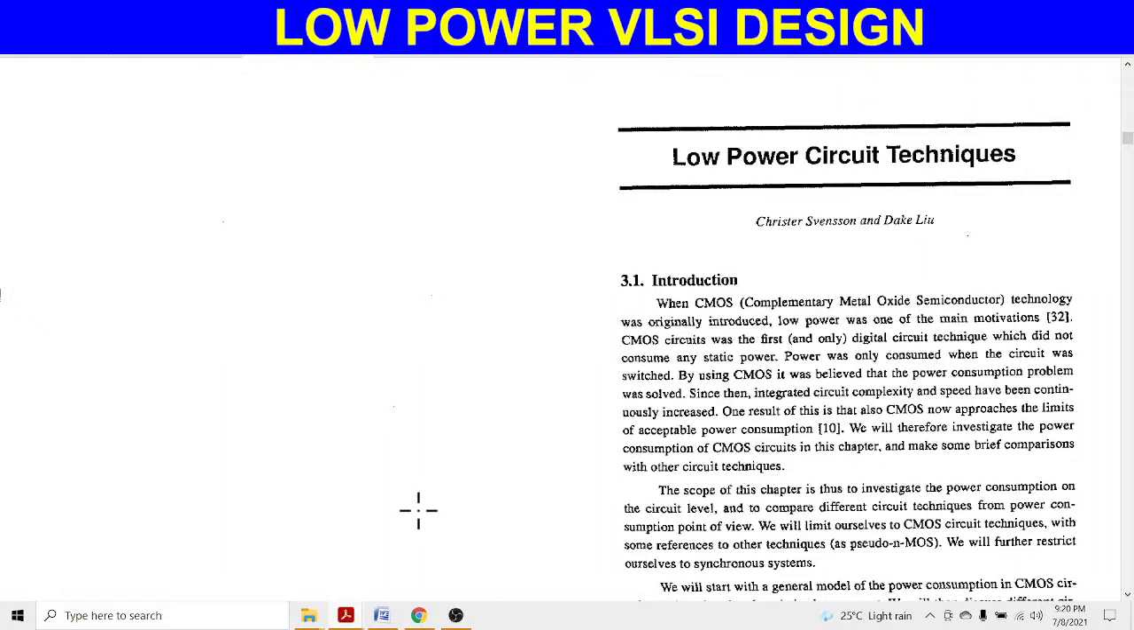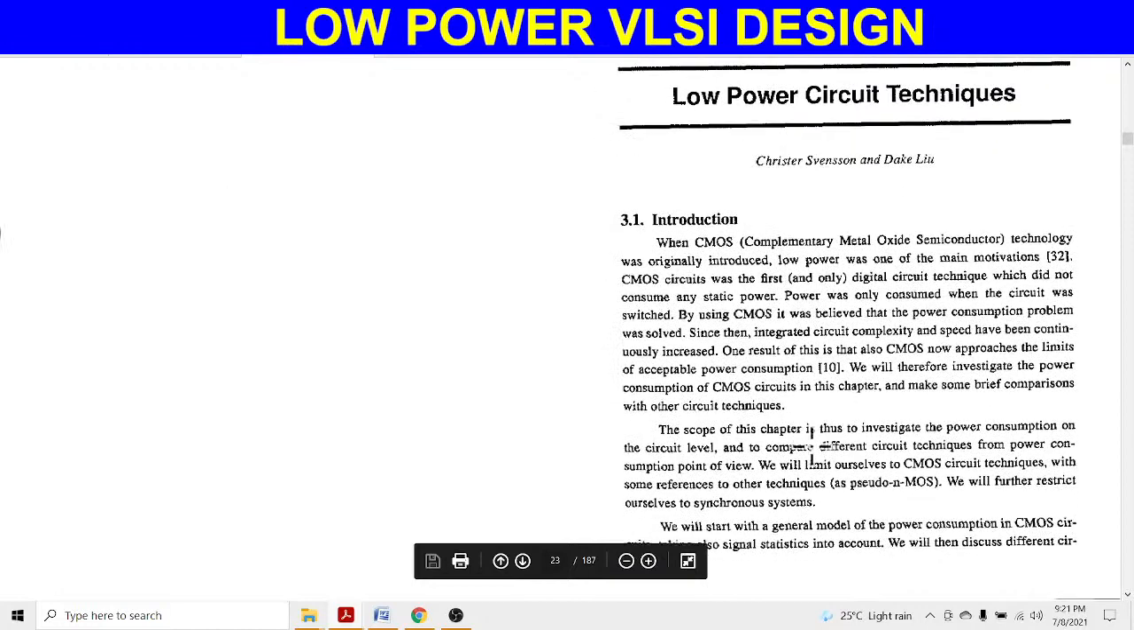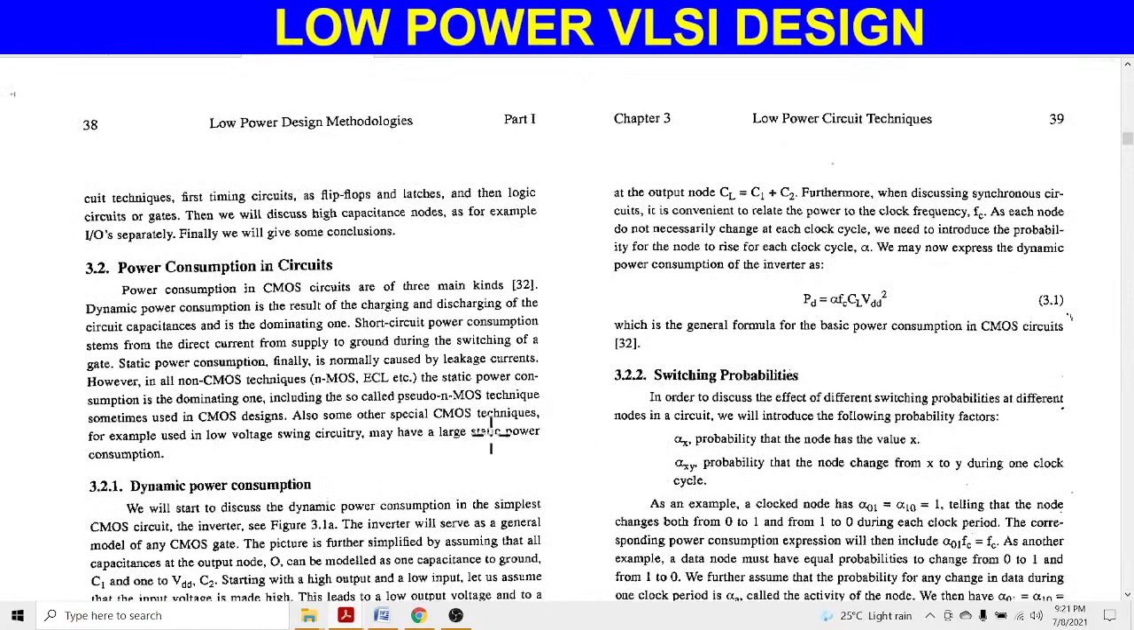In this chapter we will discuss the power consumption at circuit level and compare various circuit designing techniques. First we will discuss the CMOS techniques, and later on we will compare various techniques. This one is the topic: power consumption in the circuitry.